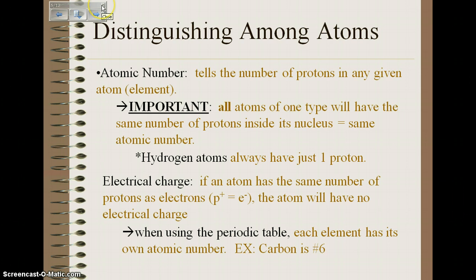When using the periodic table, each element has its own atomic number. For example, carbon is the number 6. You can find that in the periodic table by looking up the atomic number, and carbon will have 6. Like I said earlier, all carbon atoms will have 6 protons. This number does not change. It is unique.